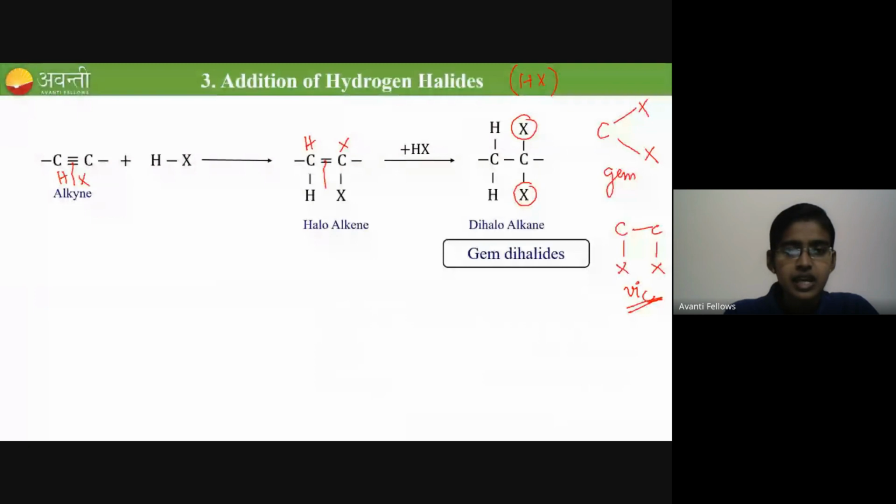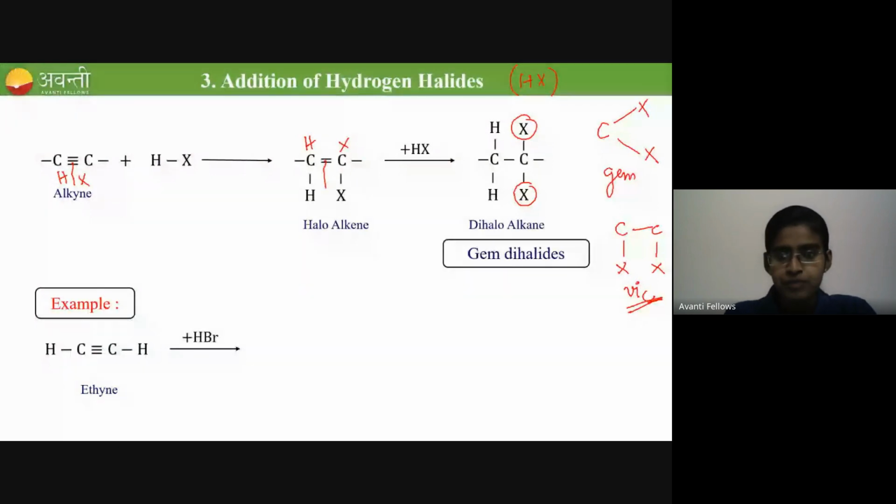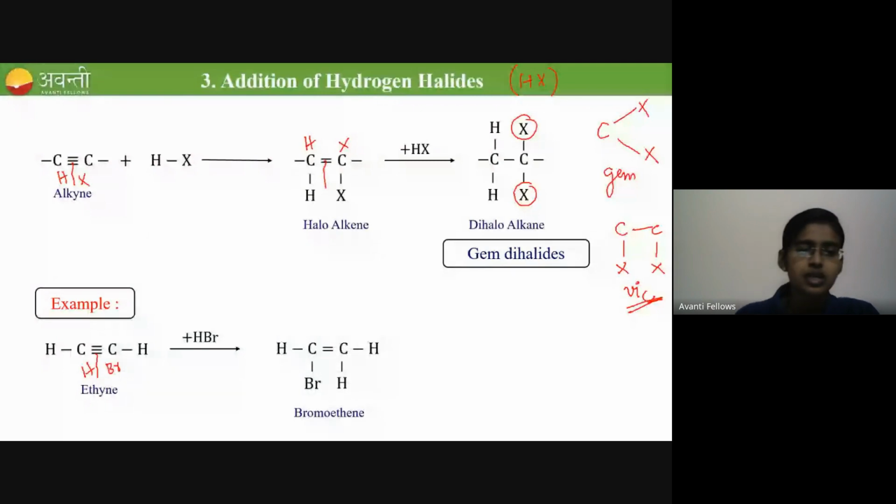Now let us see an example for this addition of hydrogen halide. So I am taking ethyne first. To this ethyne, add HBr. So break the bond. This ethyne is symmetrical, so we can add it in either of the ways, and we will end up with this bromoethene. Here bromine is added, and here hydrogen is added, and we have got this bromoethene product.